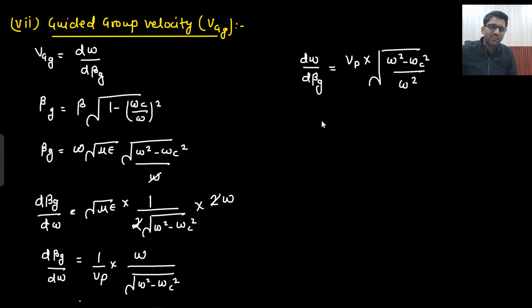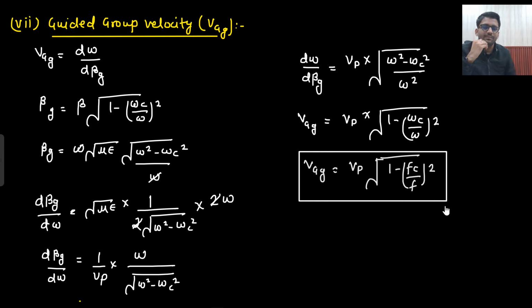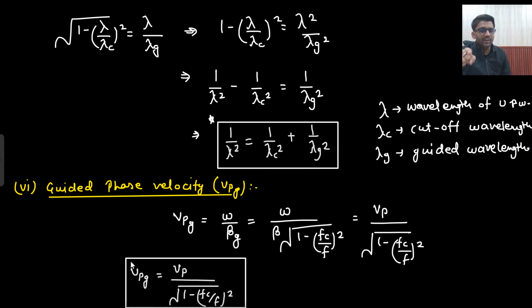Now what is d omega by d beta? I just took the reciprocal. So d omega by d beta, the guided group velocity, equals Vp into under root omega square divided by omega square, that is 1 minus omega c divided by omega whole square, or you can write this as fc by f whole square. So this is your guided group velocity and this was your guided phase velocity.